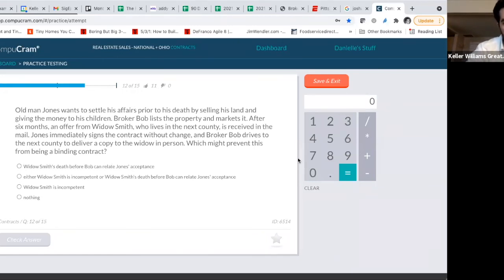A, Widow Smith's death before Bob can relate Jones' acceptance. B, either Widow Smith is incompetent or Widow Smith's death before Bob can relate Jones' acceptance. C, Widow Smith is incompetent, or D, nothing.